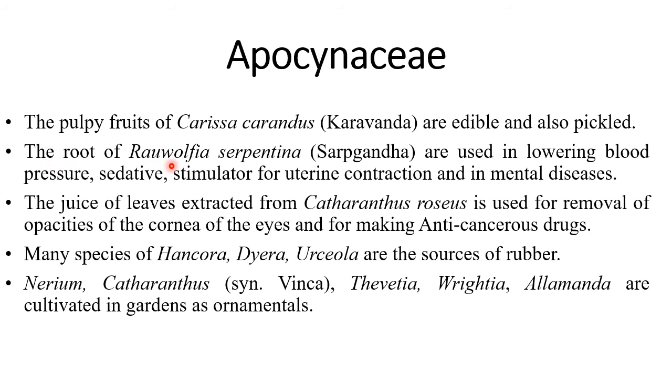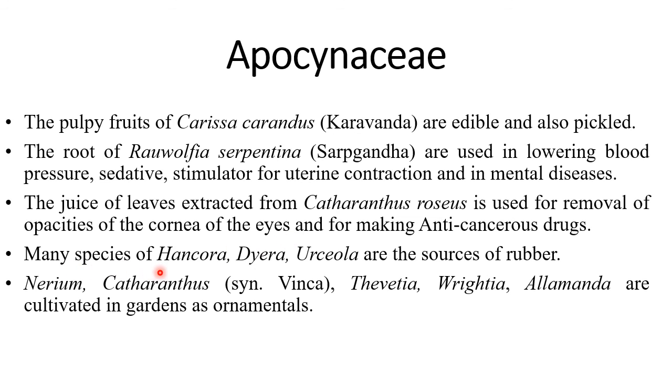The roots of Rauwolfia serpentina, Marathi name of this plant is Sarpagandha, are used in lowering blood pressure, as well as it is sedative. It is even a stimulator for uterine contraction, and even the decoction of the roots is used in some mental diseases. The juice of leaves extracted from Catharanthus roseus, Sadafuli, is used for removal of opacities of the cornea of the eyes and for making anti-cancerous drugs also.